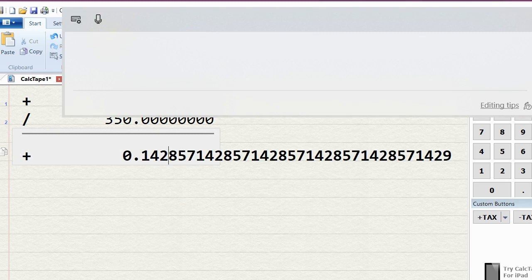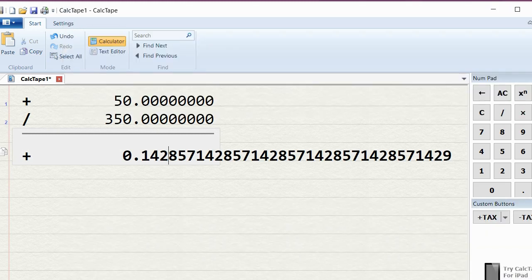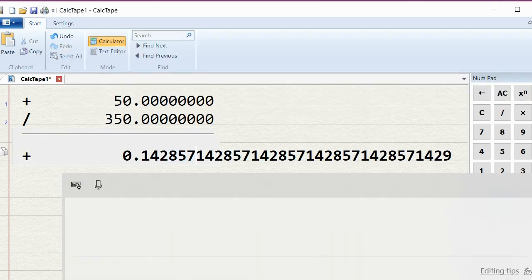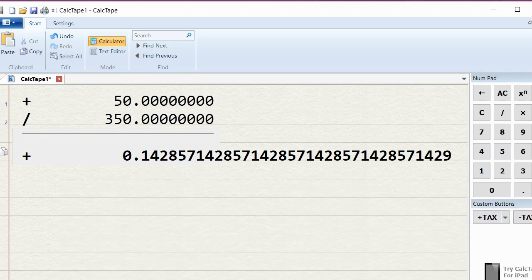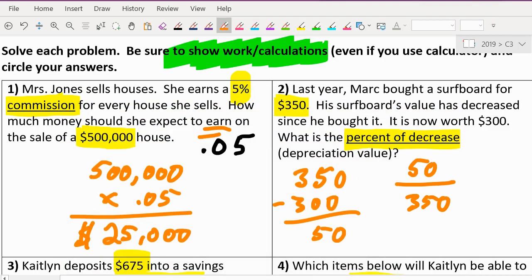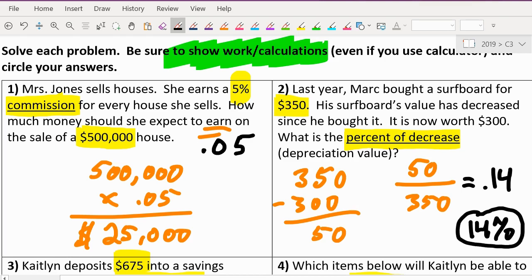You ignore after the 14. Well, actually, we would round up if the next digit was a 5 or higher. So that equals 0.14, 14%. That's important, 0.14 and 14%. I just divided on the calculator, 50 divided by 350, the percent that it decreased.